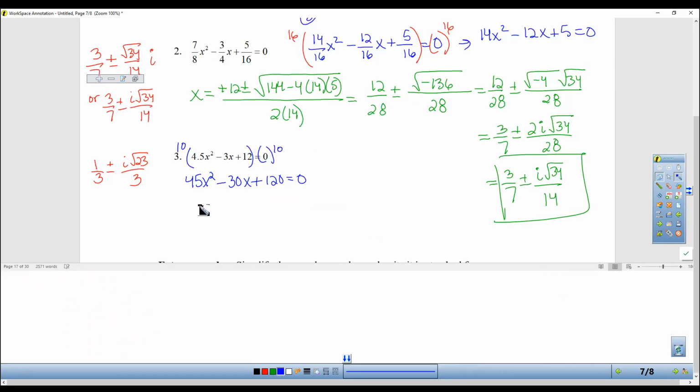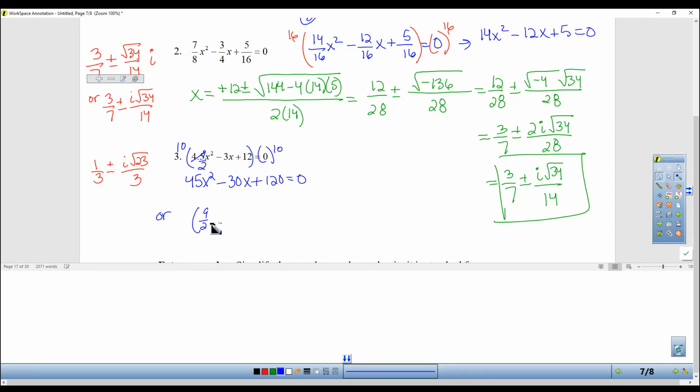So actually, these are really big numbers. Can anybody think of something smaller I could have done? So I picked 10 because it moved the decimal place over, but it is 4.5. So this is kind of like, not kind of like, it is, 9 halves. I could have just multiplied by 2.